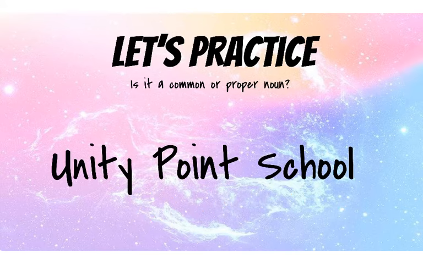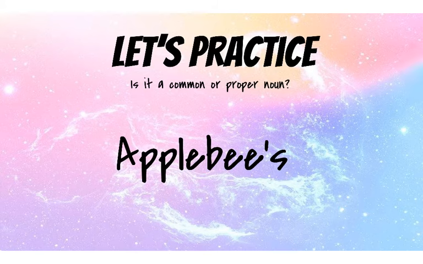Next up, we have Unity Point School. Is this a common or proper noun? Unity Point School is a proper noun. All of our very first letters are capitalized, which tells me that this is a specific name of a school. Alright, next up, we have Applebee's. This is a restaurant. Think about it. Applebee's is a proper noun. The very first letter is capitalized, which gives it away for us, but it's also the name of a specific restaurant.